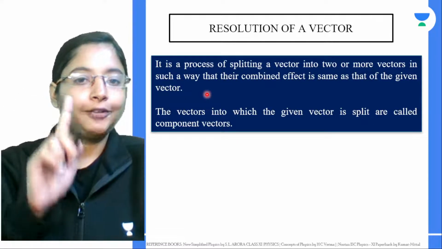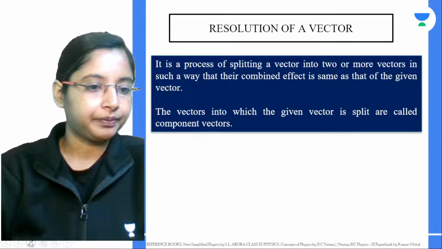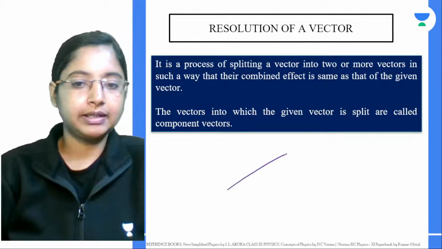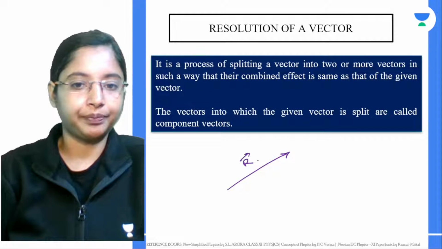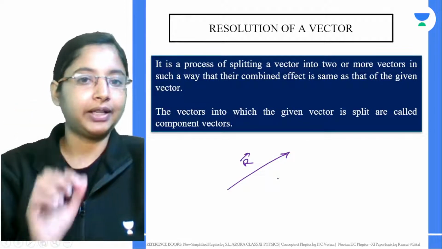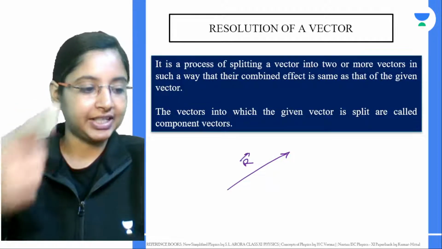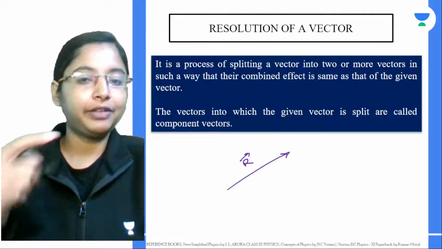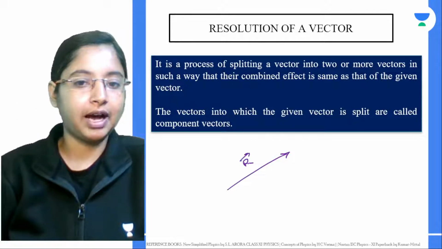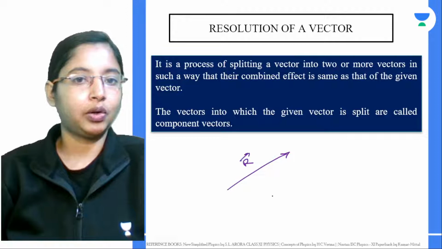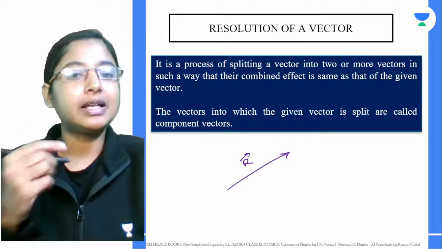If you take one resultant vector, let's say the resultant vector is R vector this way, and you split this vector such that if you combine the split vectors, it will give you this R vector, that is actually called the resolution of a vector.